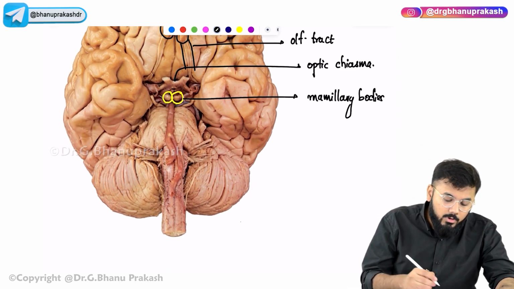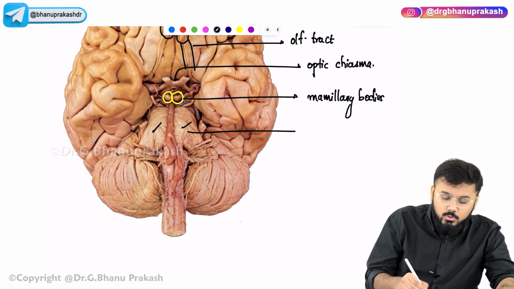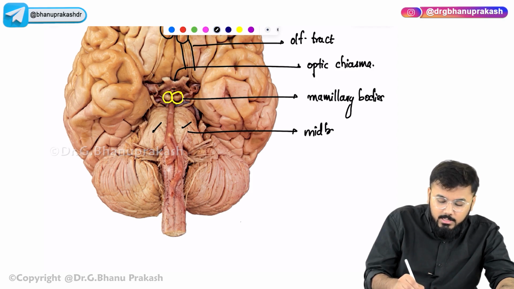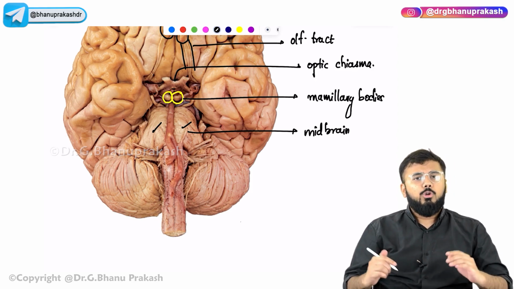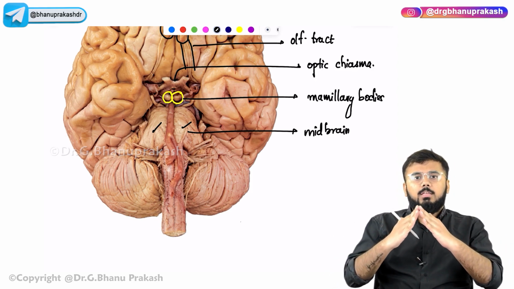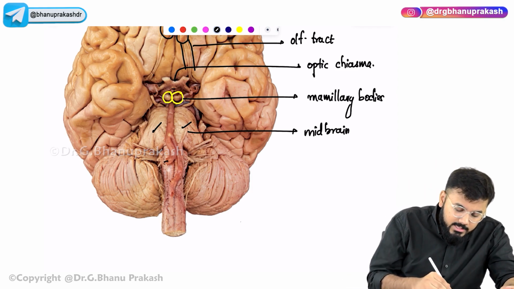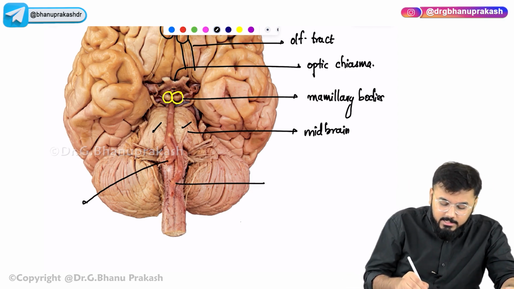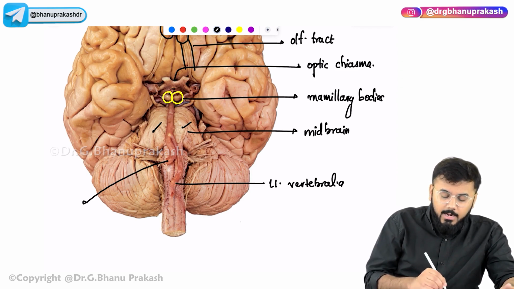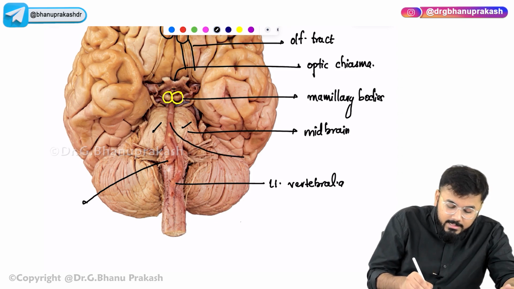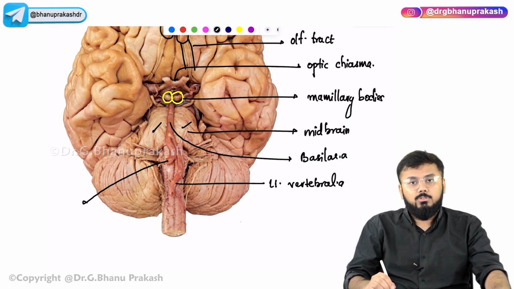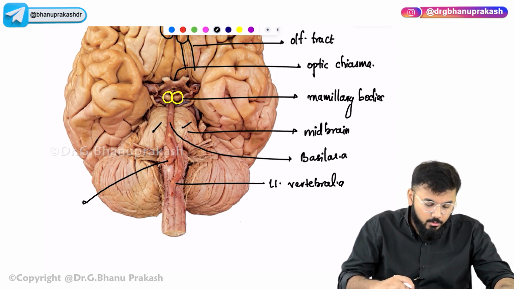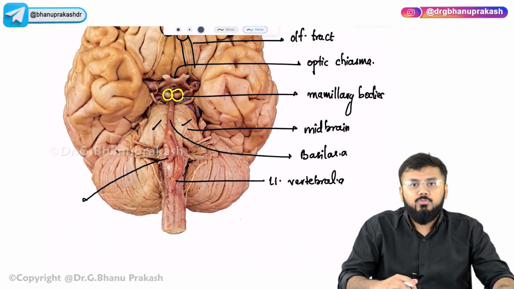Okay. Next, down here, these two structures over here are your midbrain. What is this? This is your midbrain. And if you remember, I told you both the vertebral arteries join together to form the basilar artery. You see, this is your right vertebral artery. This is your left vertebral artery. And both the vertebral arteries join together to form this artery in the center called the basilar artery. Okay, so these are some of the important things which you need to know.